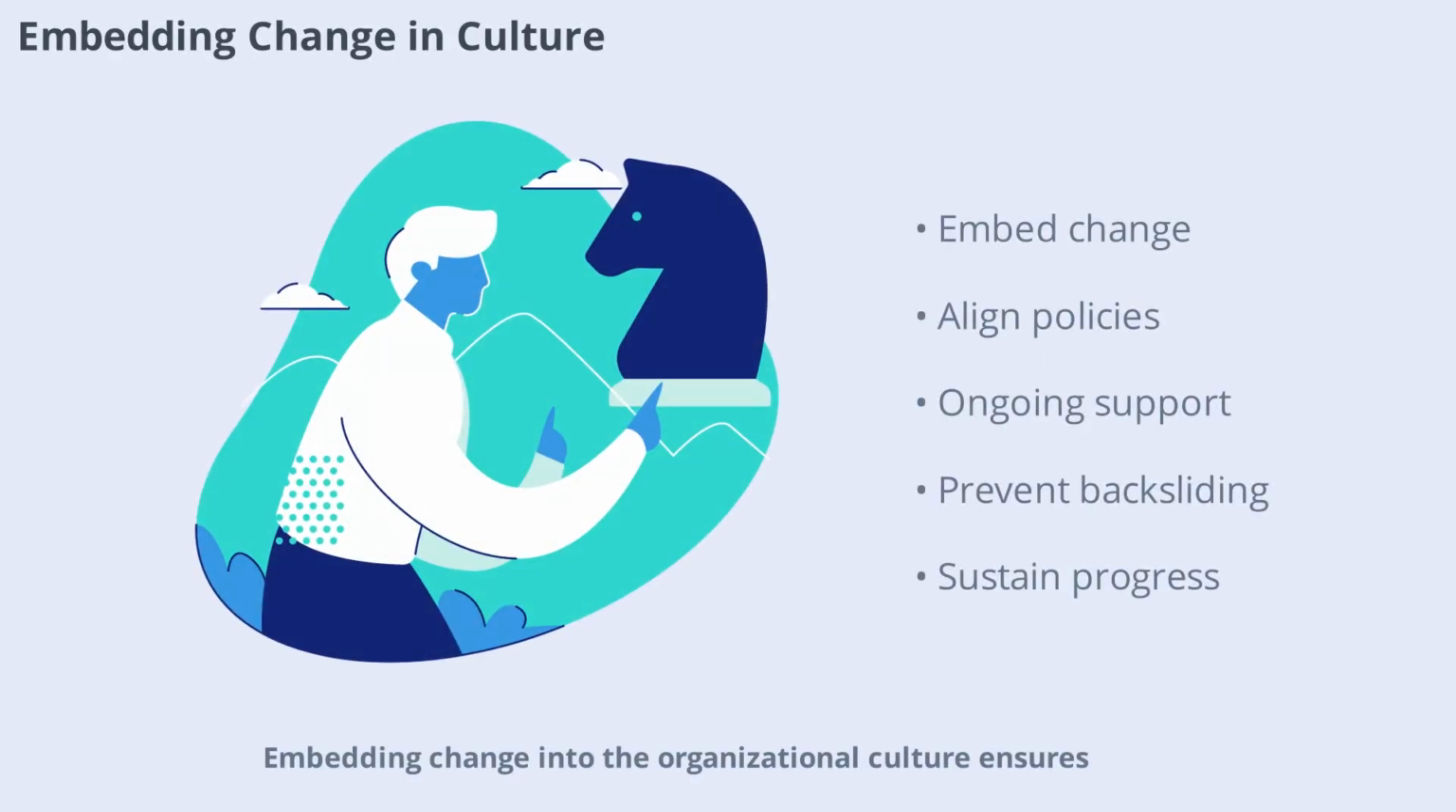Embedding change into the organizational culture ensures that new behaviors and processes become permanent. Leaders should align policies, procedures, and values with the desired outcomes. Training, communication, and ongoing support reinforce the importance of change. By integrating change into everyday operations, organizations prevent backsliding and sustain progress. Let's review the three stages of Lewin's model.